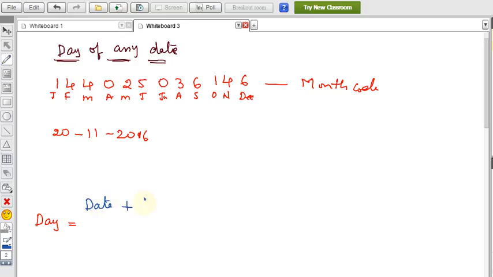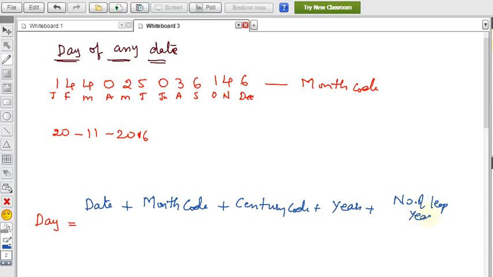Date plus month code. So we are remembering the previous 12 digits, no? So that is the month code, plus century code, plus years, plus number of leap years. I'll explain now. This total is divided by 7.